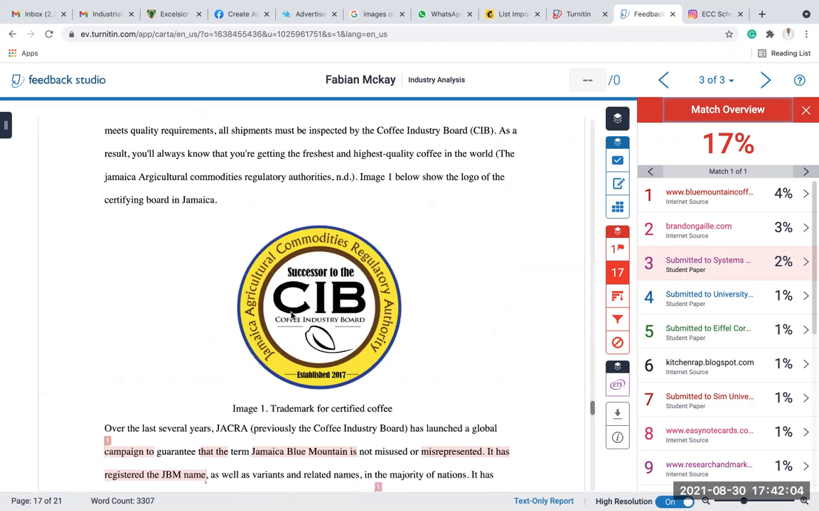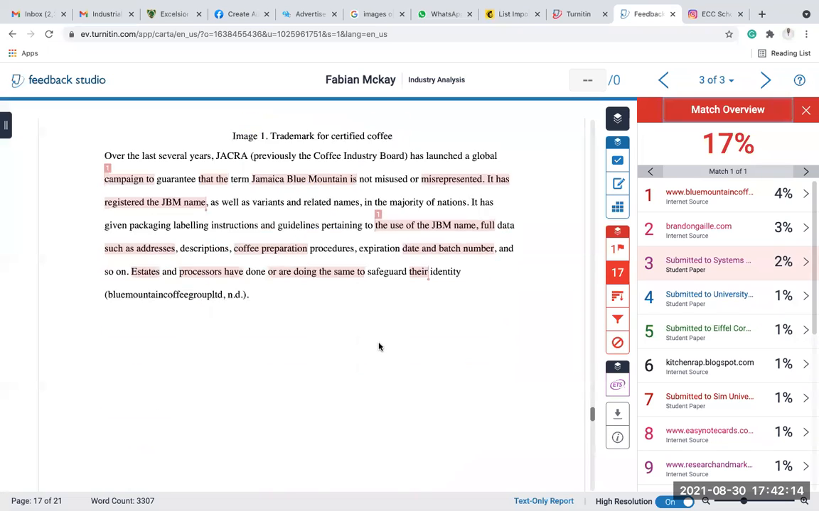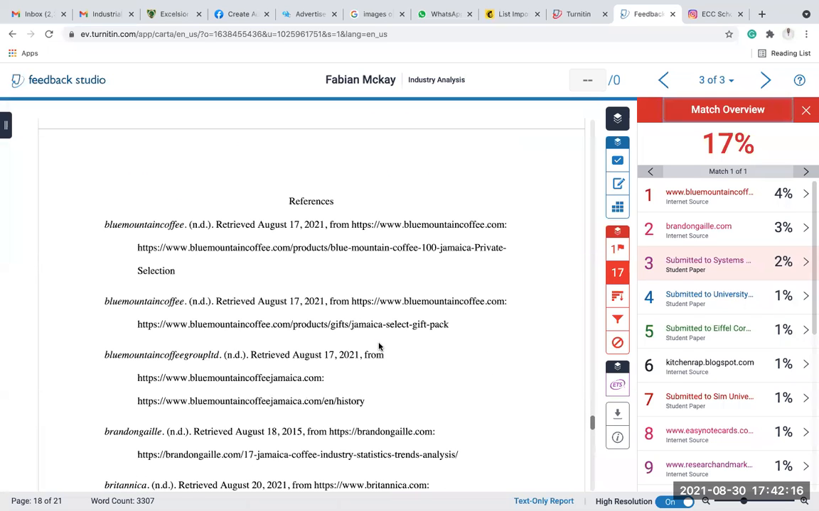All right, so this is important to have the trademark for the certified coffee to show that Blue Mountain coffee is certified by the Coffee Industry Board. That's actually good to have. Yes, and you have your references.